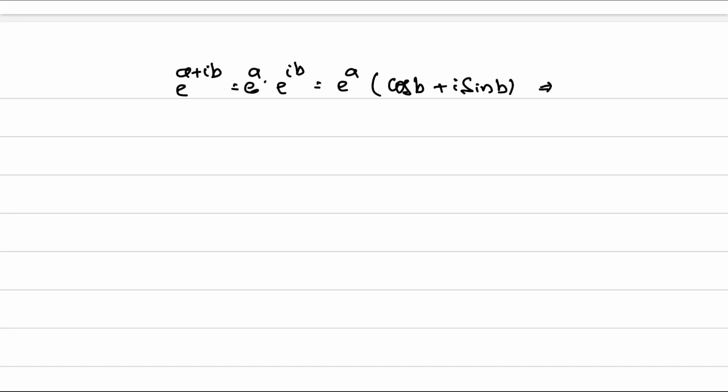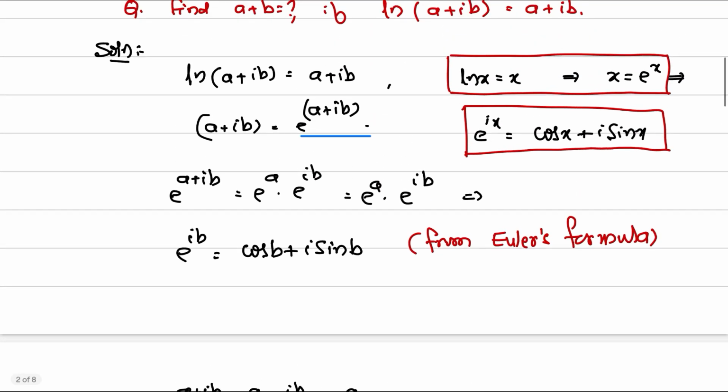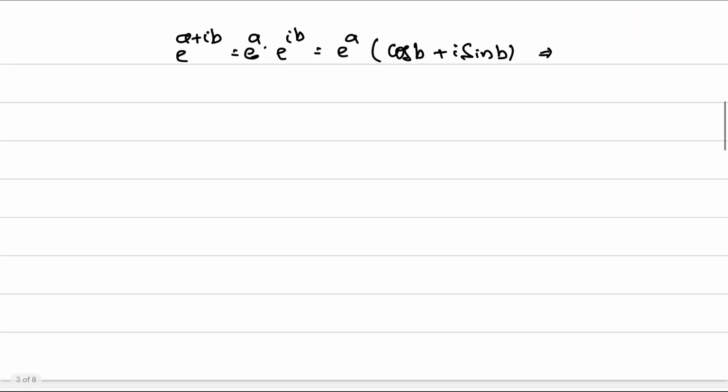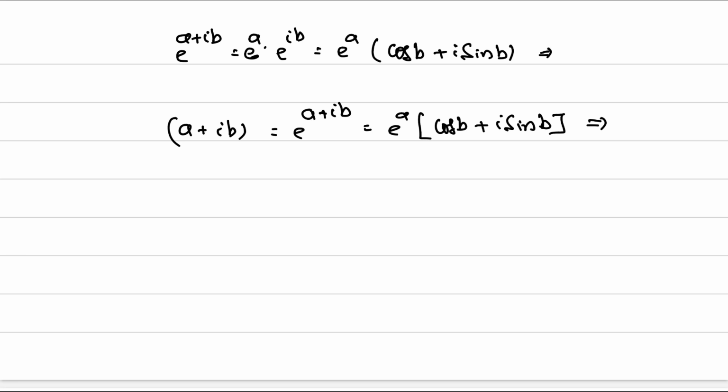Then, what is our solution to be made? a plus ib is equal to e to the power of a plus ib, that is what is given, that is nothing but e to the power of a into cos b plus i sin b. Can we expand it? a plus ib is equal to e to the power of a into cos b plus i into e to the power of a into sin b.